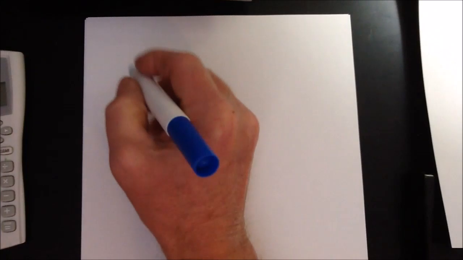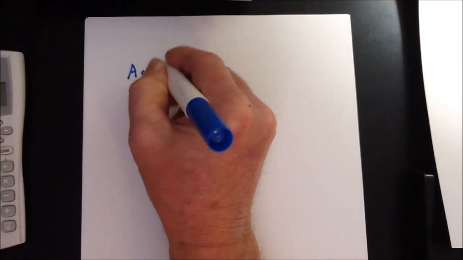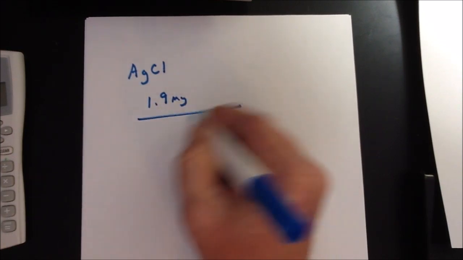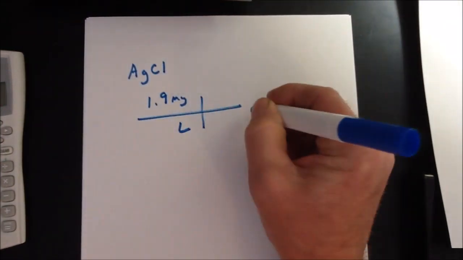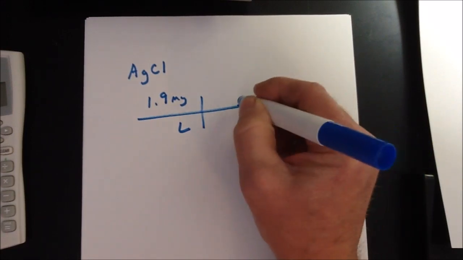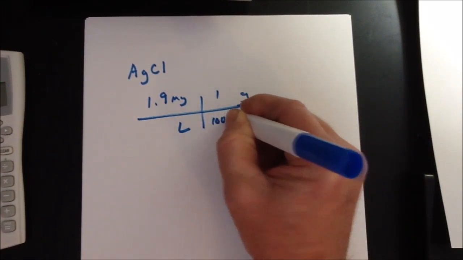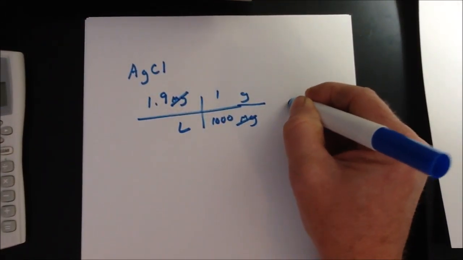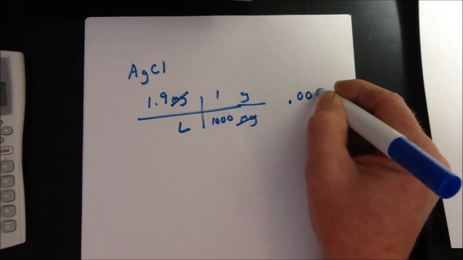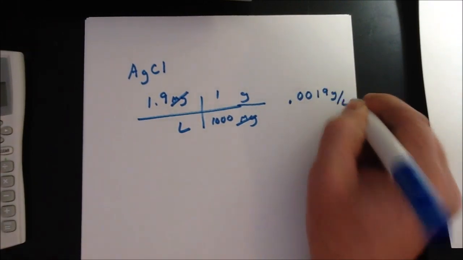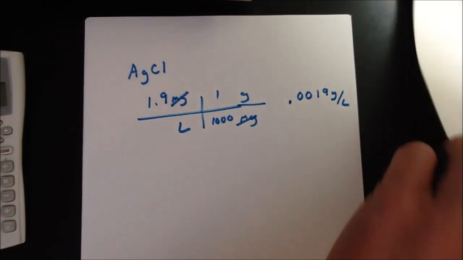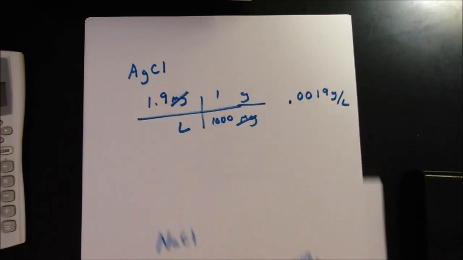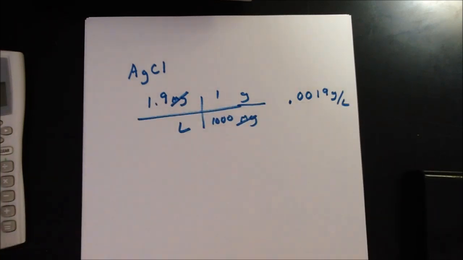By comparison, for AgCl, we had 1.9 milligrams per liter. We're already in the proper units on the bottom, so now we go milligrams to grams. 1 gram is 1,000 milligrams. Milligrams cancel. And now we get 1.9 divided by 1,000, or 0.0019 grams per liter. So by comparison, we've got 357 grams per liter for sodium chloride and 0.0019 grams per liter for silver chloride.